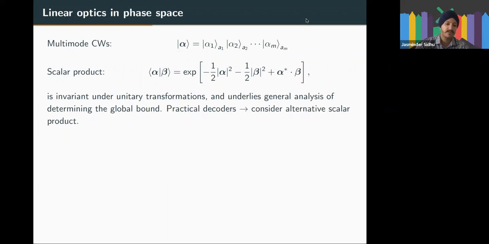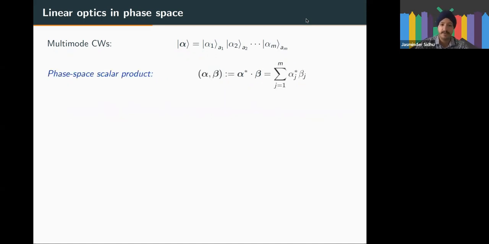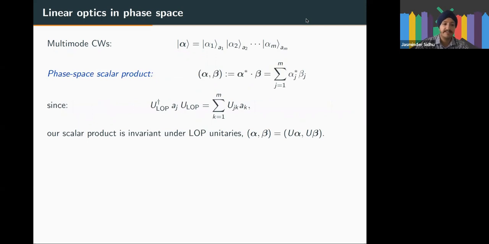Now, because we're considering a limited pool of resources, we want to consider an alternative scalar product that is more suited. We call this updated scalar product the phase space scalar product. And this is invariant under LOP unitaries, or linear optical passive unitaries.